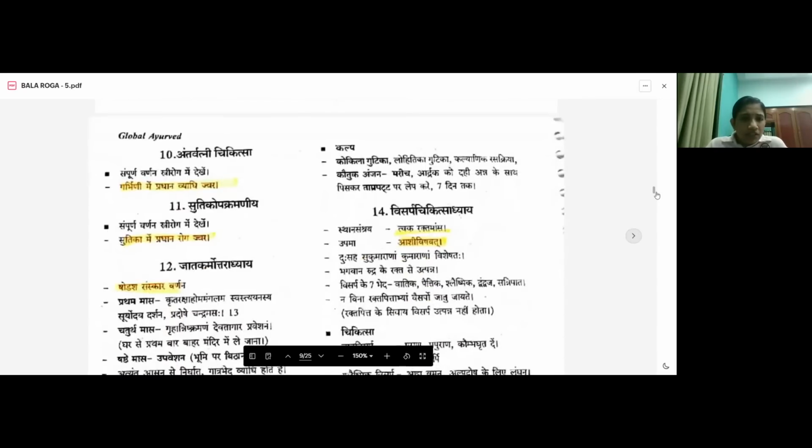And he also mentioned the Pradhana Vyadhi in Garbhini and in Sutika. In pregnancy and also after the pregnancy period, the important disease mainly produced is Jwara. And in Jatakarmottara Adhyaya, he mentioned Shodasha Samskara.